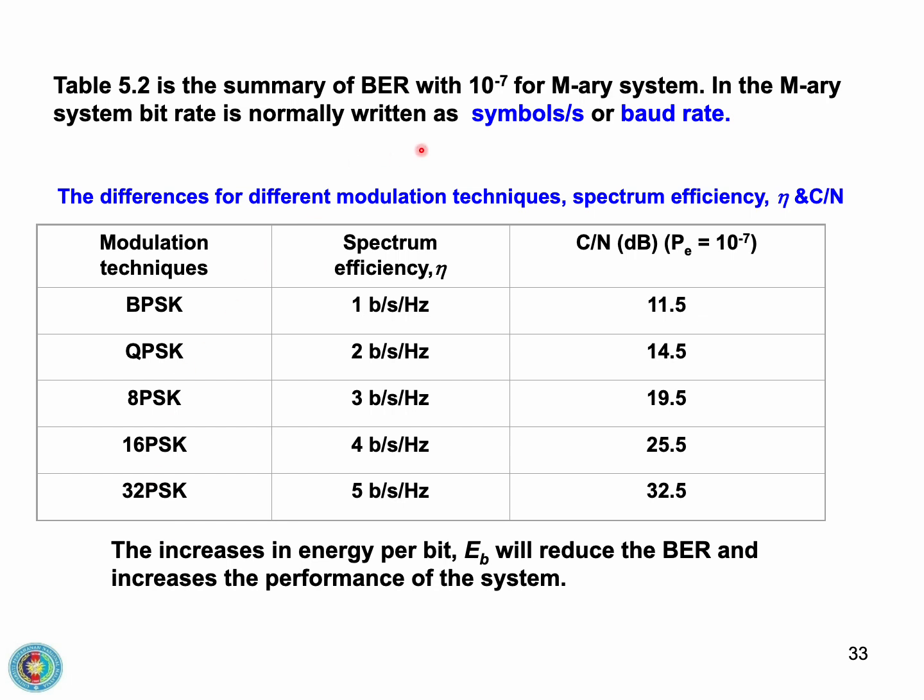As you move from BPSK to 32 PSK, you can clearly see the increase in spectral efficiency, more bits per second per hertz. However, this comes at the cost of a significantly increasing C/N requirement in decibels. The fundamental principle is that an increase in energy per bit, EB, will invariably reduce the BER and thereby enhance the overall performance of the communication system.